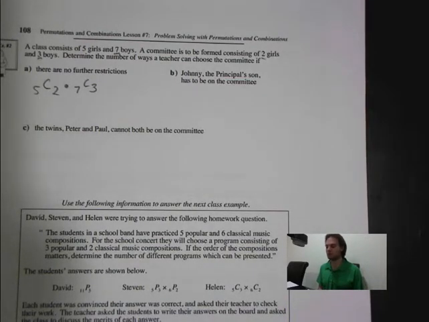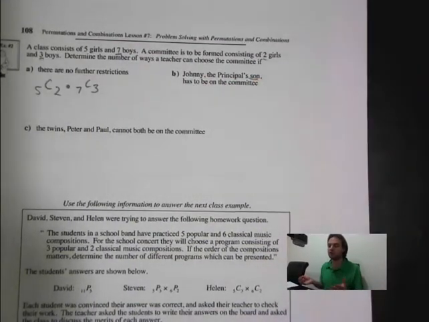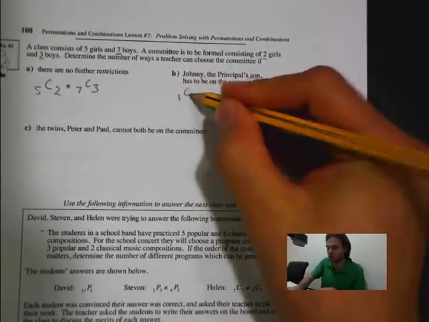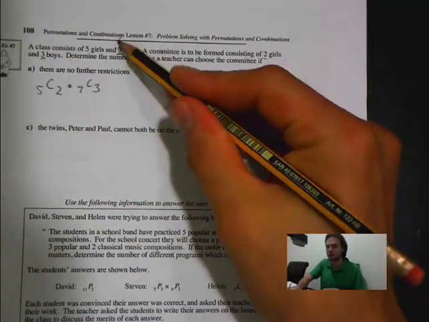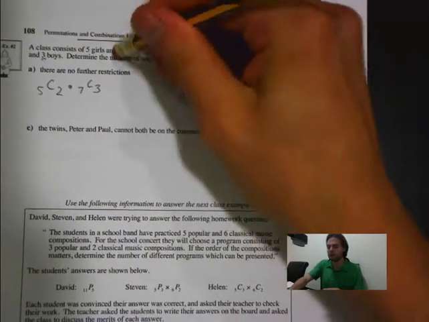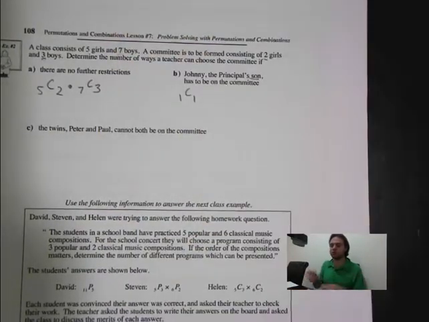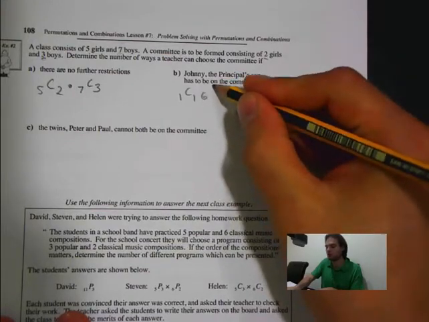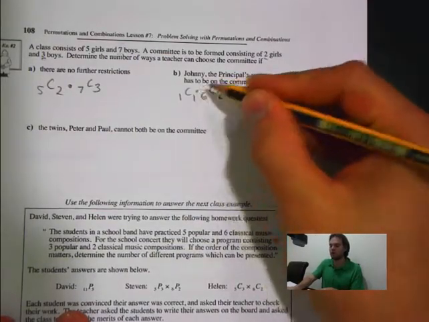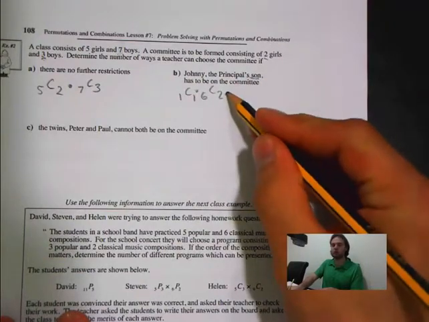Next one says, Johnny, the principal's son, has to be on the committee. Since it's the principal's son, he's a boy. So that's 1 choose 1, and there's 1 boy gone. Now there are only 6 other boys to choose from, and instead of choosing 3, we're choosing 2. So there's 6 boys, and we are choosing 2. One boy is Johnny, then from the 6 boys we choose 2 others.